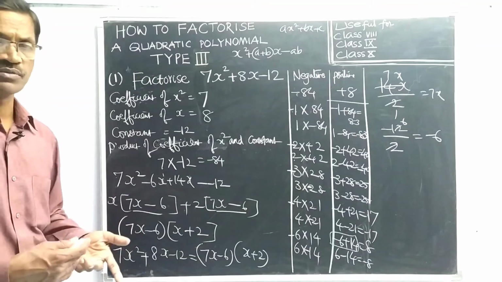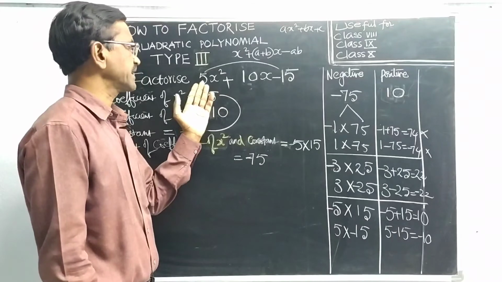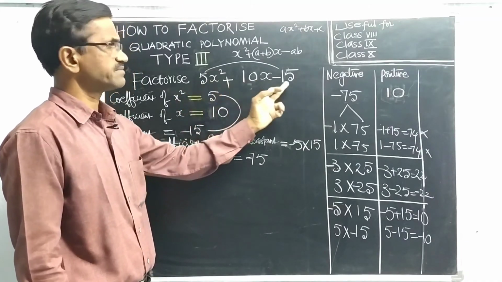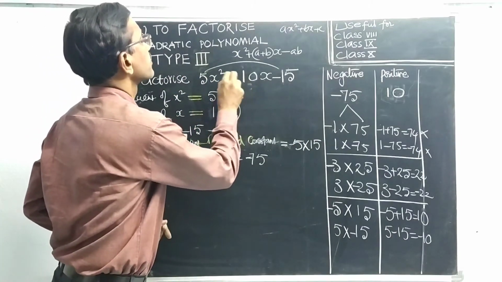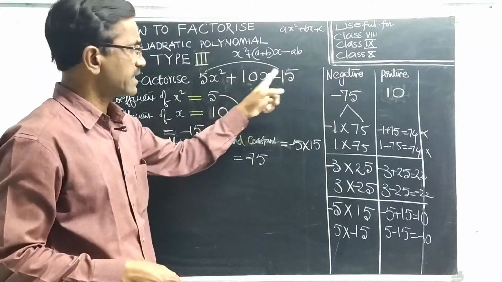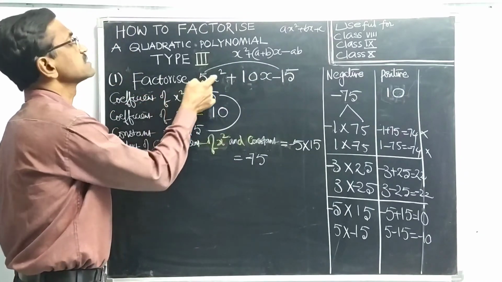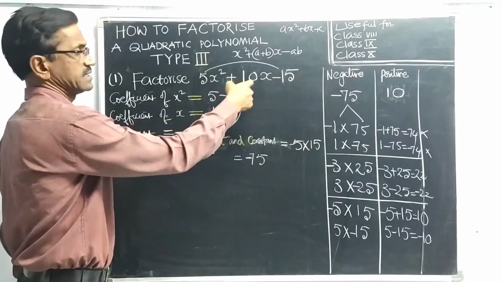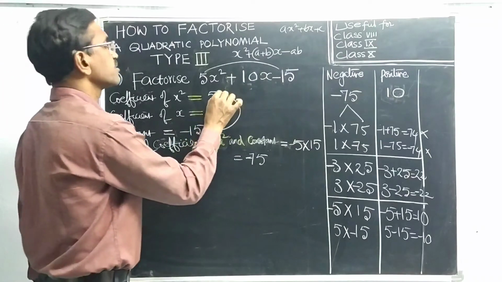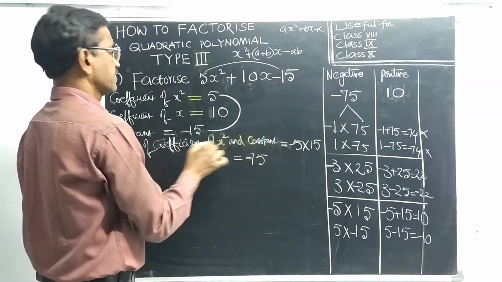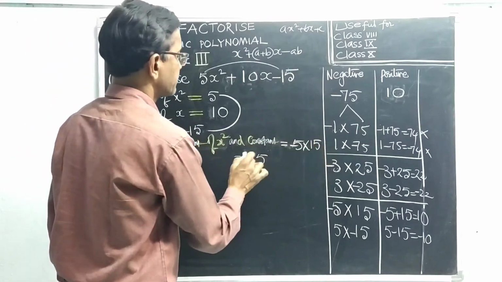Let us solve one more problem to get the idea. Now let us factorize 5x square plus 10x minus 15. This is also the third type. Here the x coefficient is positive and the product is negative. So write the coefficient of x square 5, the coefficient of x is 10 and the constant is minus 15. Now multiply the coefficient of x square with the constant, minus 5 into 15, minus 75.